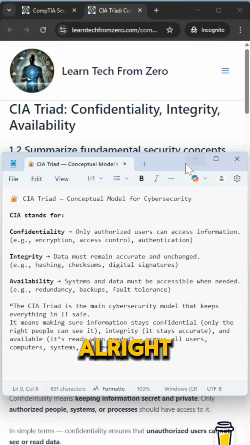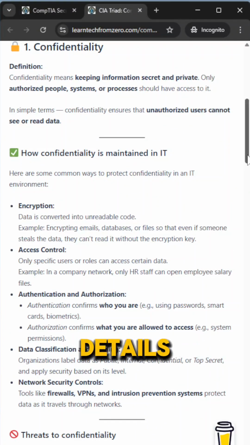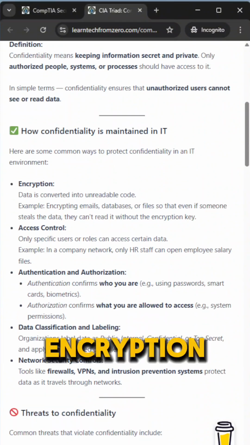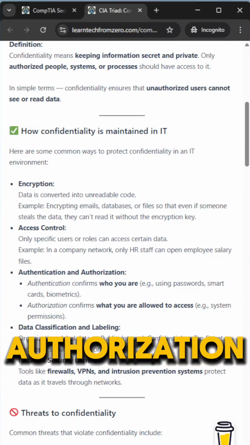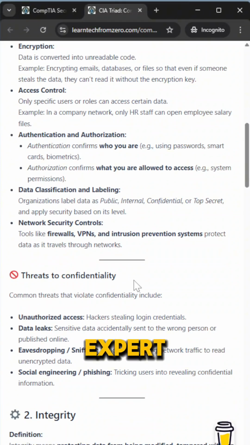compliant. All right, so you can go onto the website and read them in detail. Everything is there, for example confidentiality, how encryption, access control, authentication and authorization work. You don't need to be an expert in the CIA Triad, you just need to know what falls under CIA. So what falls under confidentiality, integrity and availability.